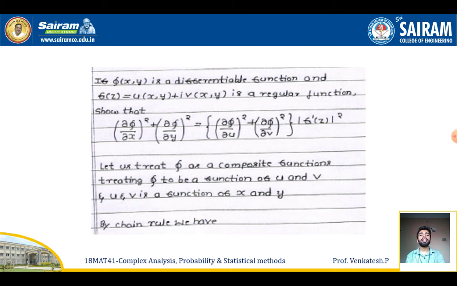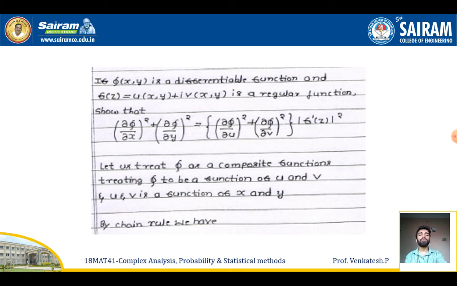One more example: if φ(x,y) is a differentiable function and f(z) = u(x,y) + i v(x,y) is a regular function, show that (∂φ/∂x)² + (∂φ/∂y)² = [(∂φ/∂u)² + (∂φ/∂v)²] |f'(z)|². So first, let me consider that φ is a composite function, treating φ to be a function of u and v, and u and v to be functions of x and y, to show this.